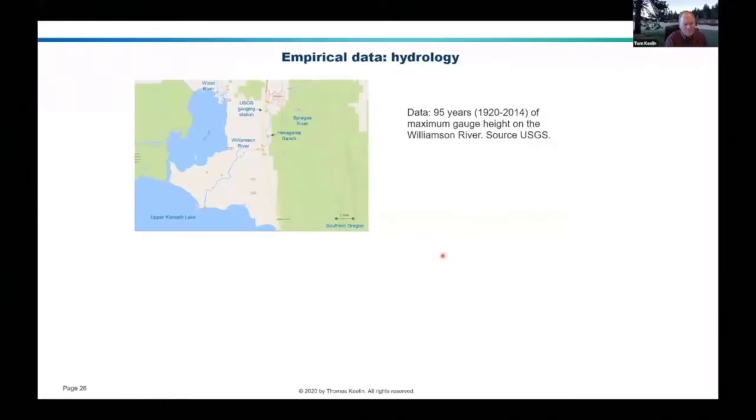I'll take a different example here. This is a map of southern Oregon. This is Upper Klamath Lake, a very big lake in the high desert of southern Oregon. This is a river called the Williamson River that flows into that lake. I happen to own a ranch that's called Hexagenia Ranch, and that's where I'm speaking to you now from. It's the picture in my Zoom background here.